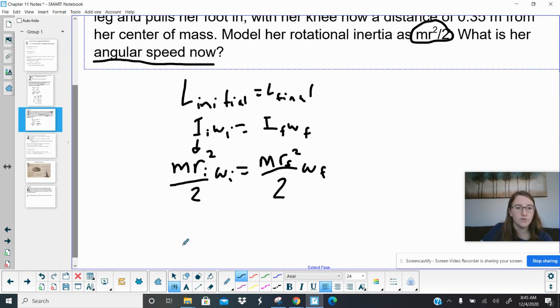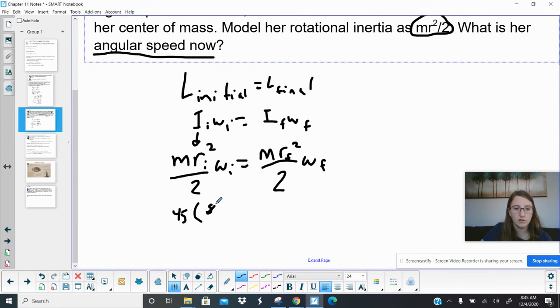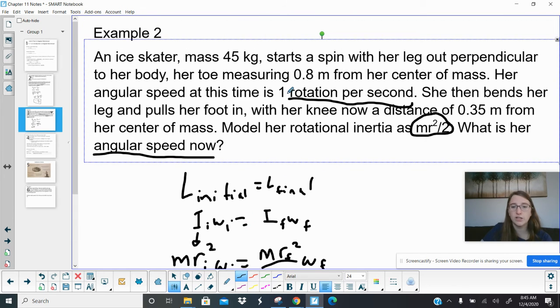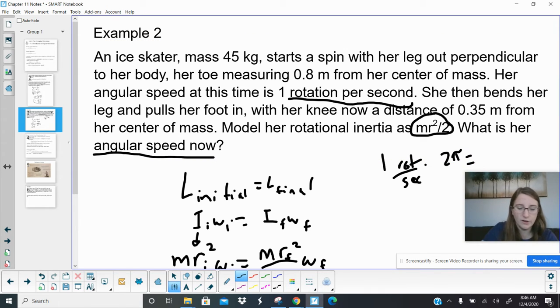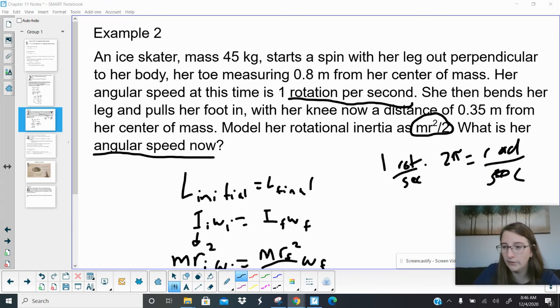Okay, so her mass is 45 kilograms. The radius to start is 0.8 meters squared times her initial rotation per second. So we know that 1 rotation per second times 2 pi is going to give us the radians per second.